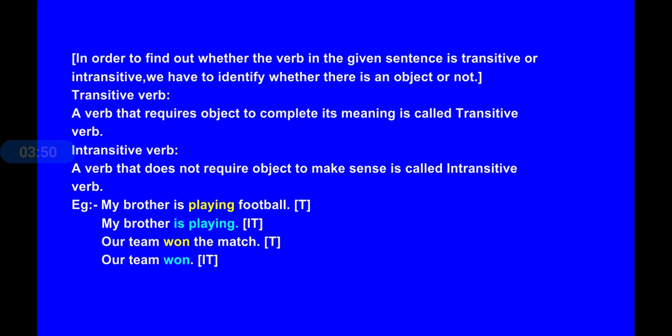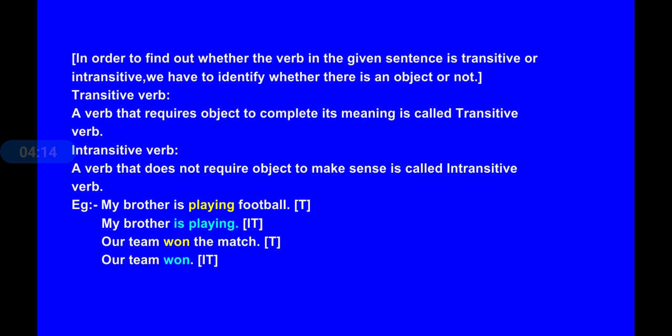Whereas in the second sentence, my brother is playing. What he is playing, we don't know. This is also a meaningful sentence, but there is no object here. Then the same verb can be considered as intransitive. So if there is an object, it is transitive. If there is no object, then it is intransitive.